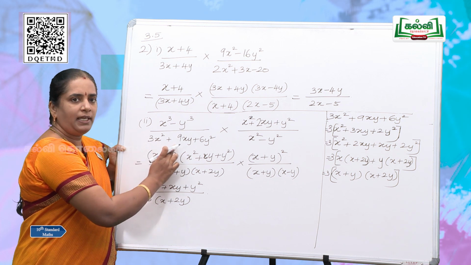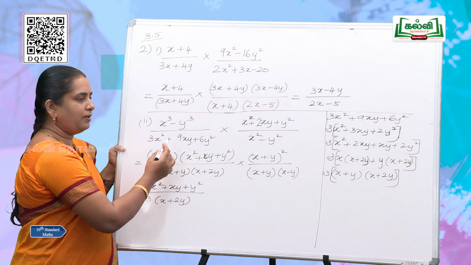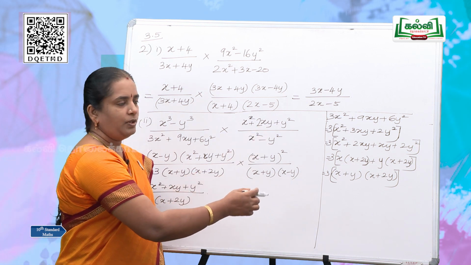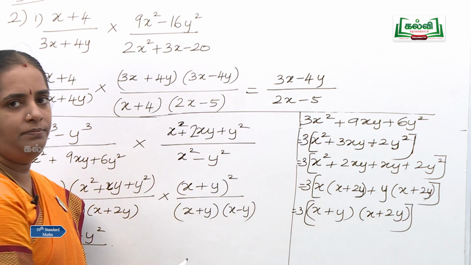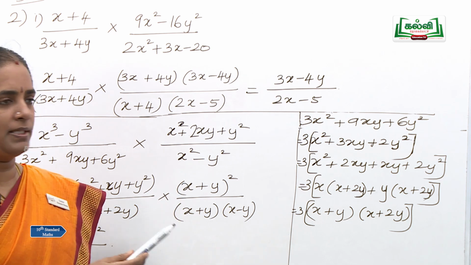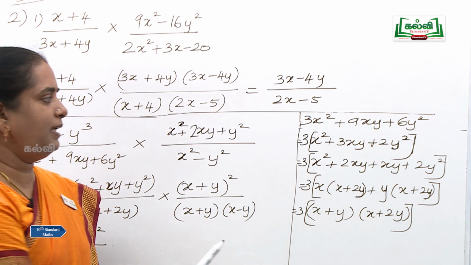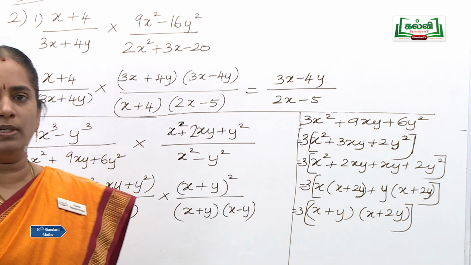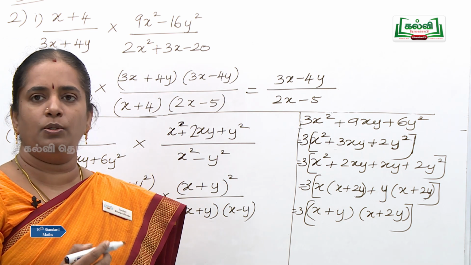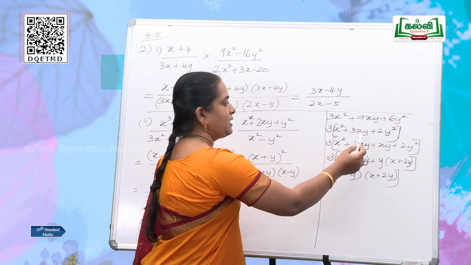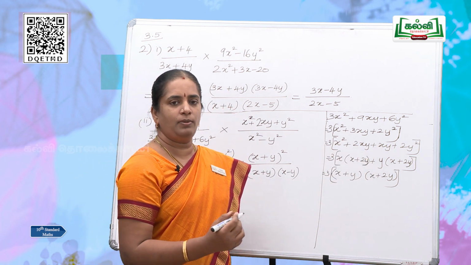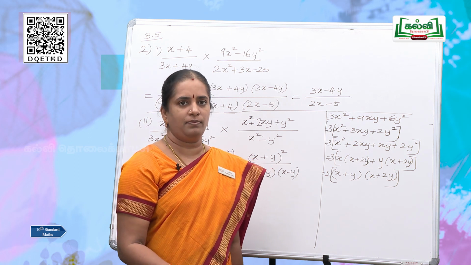So, here 3 is taken out. So, 3x square plus 9xy plus 6y square is done here. 3 can be taken out and we have x square plus 3xy plus 2y square inside. Then we can split the middle term: the product is 2 and the sum is 3, so the numbers are 2 and 1. So, we are going to split the middle term as 2xy plus 1xy.